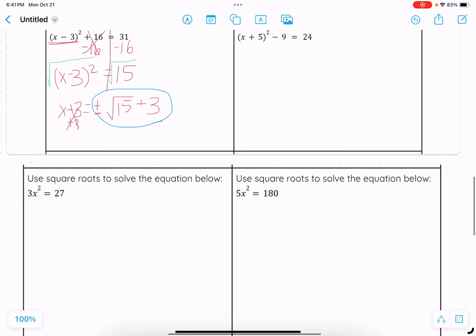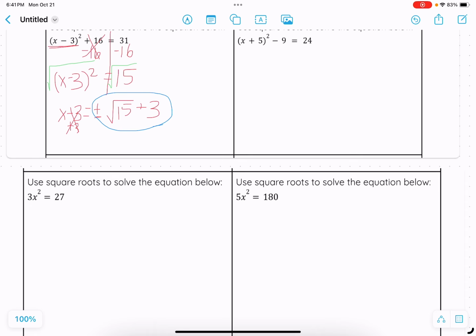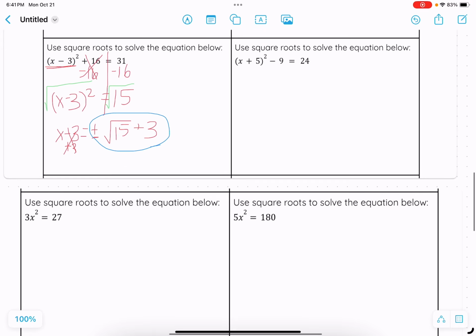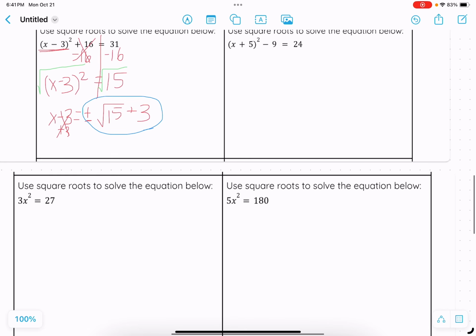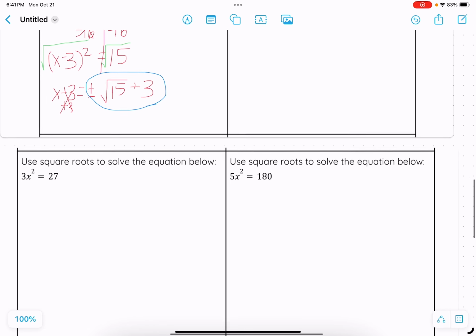Okay? We're gonna go ahead and scroll down and we're gonna do one last example that will be on the back of your page. And then I want you guys to try these last two, okay? So we're gonna do one more example together that's on the back of your page. And then I want you guys to try these last two.